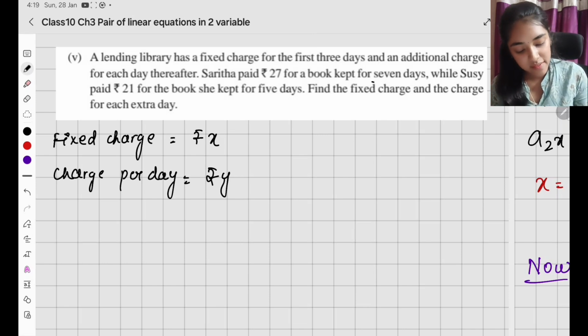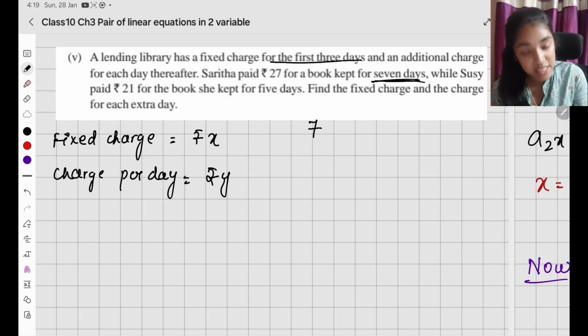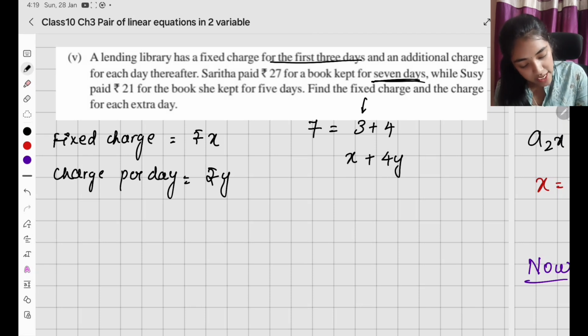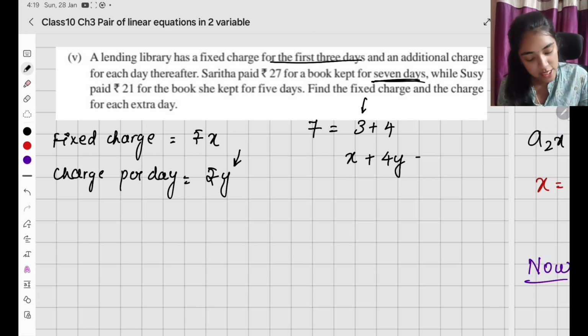Sarita paid 27 for book kept for 7 days. So இப்போ 7 daysக்கு அவ book வச்சிருக்கா. The lending library has a fixed charge for first 3 days. So 3 daysக்கு fixed charge இருக்கு. So this can be split as 3 plus 4. So in the 3 daysக்கு she has to pay a fixed charge, and the remaining 4 days she has to pay 4y. ஏன்னா per dayக்கு y அப்படின்னா 4 daysக்கு 4y. So she paid 27 rupees. Okay, so this is the first equation. புரிஞ்சுதா?